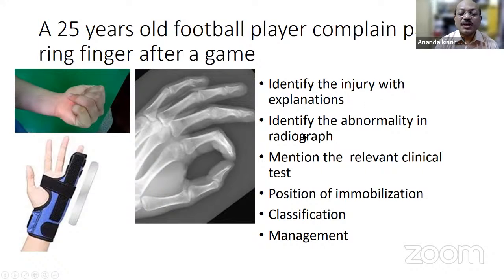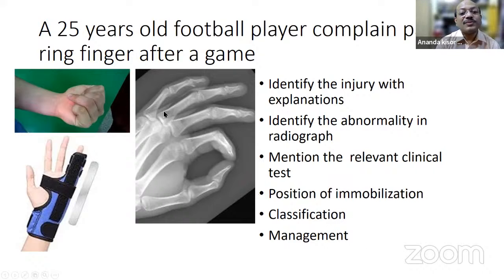These are the questions. Now identify the abnormality in the radiograph. Next, mention the relevant clinical test required for confirmation of the diagnosis. This will all come from the clinical examination. Next is the position of immobilization, and whether this position is right or wrong, what should be the ideal immobilization? It is already discussed. What is the classification and the management?